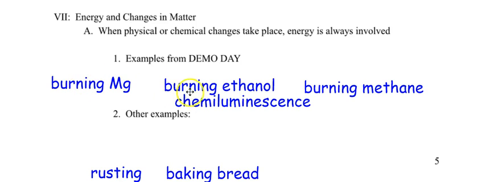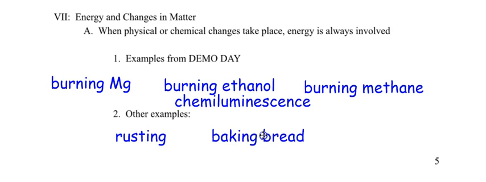Burning had the light, burning had the heat, burning had the flame. Chemiluminescence had that color. Other examples, rusting: you go from nice iron to rust, changing the composition. And even baking bread. If you have bread, you typically have yeast in it. The yeast is producing a new substance called carbon dioxide, and that's what makes it nice and spongy. So those are other examples where you have energy involved. Rusting does require energy. Baking bread requires heat. So there you go.